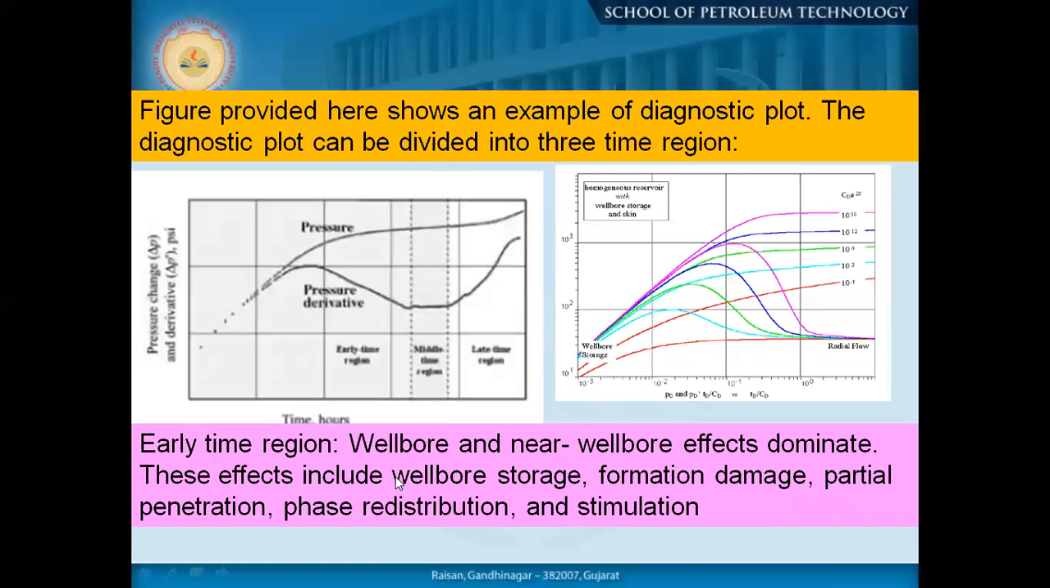Okay, so early time region is where the wellbore and near wellbore effect dominate. So today we'll discuss only the straight line nature, but maybe in a subsequent class we'll discuss further to understand early time again around the wellbore, for different types of features around the wellbore. So these effects include wellbore storage, formation damage, partial penetration. We discussed how actually the wellbore support or wellbore restriction is due to a near wellbore characteristic of a well.